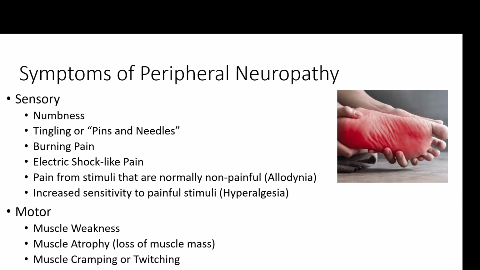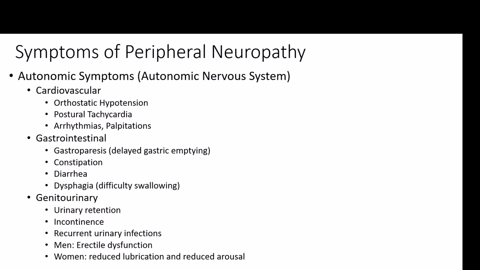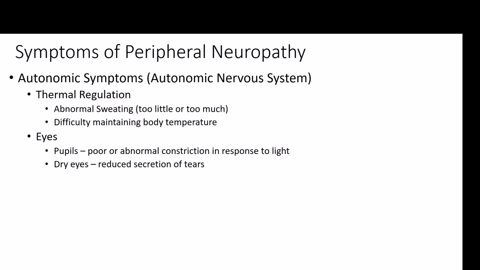Then there are also motor symptoms. This occurs when the nerves to muscles are affected. These include muscle weakness, wasting of the muscle, cramping and twitching of muscles, and loss of control of muscles. Then there are many, many symptoms associated with damage or dysfunction of the nerves to our internal organs. These can be categorized as cardiovascular, gastrointestinal, genitourinary, symptoms of disrupted thermal regulation, and finally eye symptoms. And this is not a complete list of all of the possible symptoms.